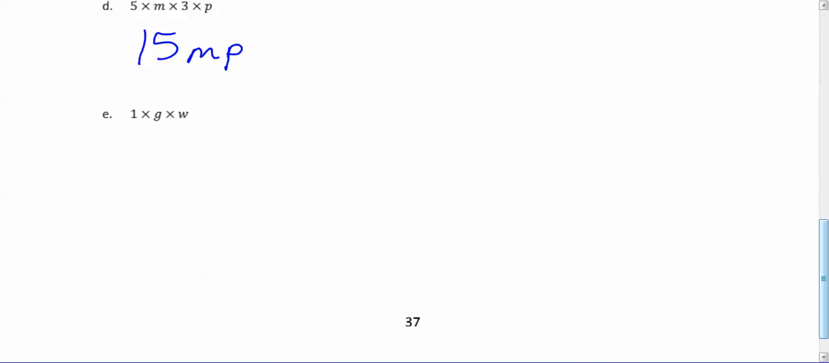Cassie wants to help you. Cassie, what can Chris get rid of in that? The 1, yeah. It's kind of redundant to say 1 times G times W because any number times 1 is itself, right? So we can kind of cut out 1s as coefficients. We don't need a coefficient of 1. Any questions on that?